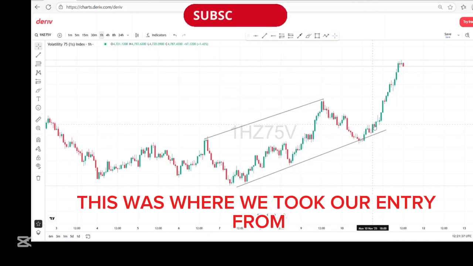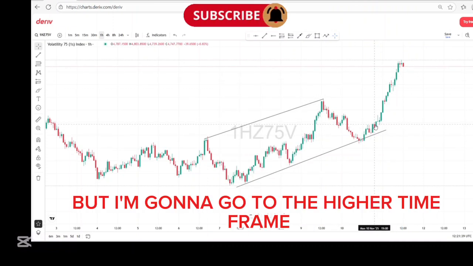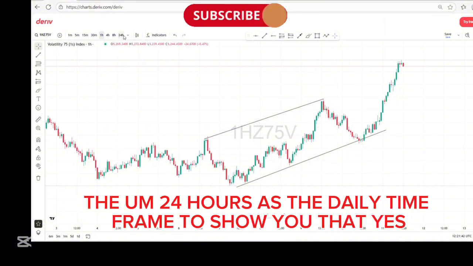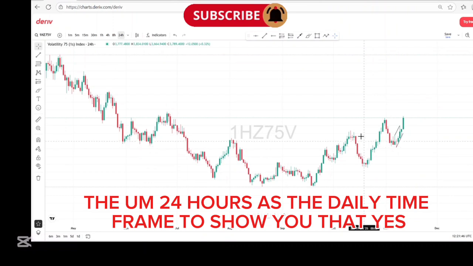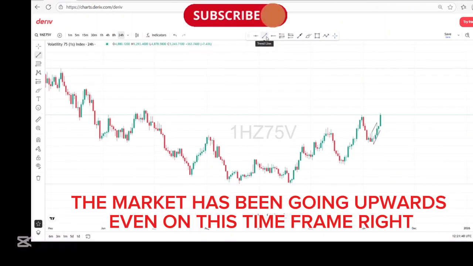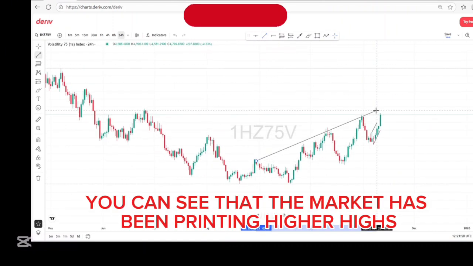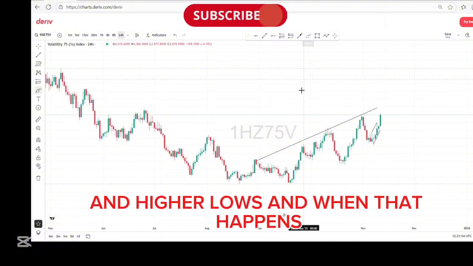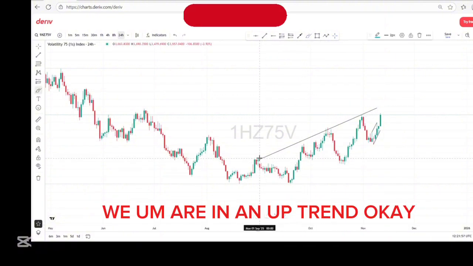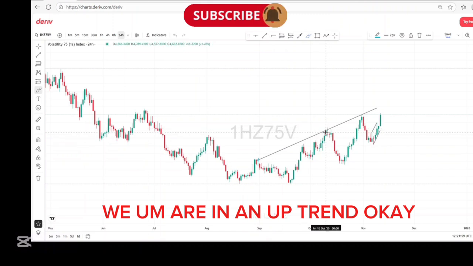This was where we took our entry from, but I'm going to go to the higher time frame, the 24 hours, as the daily time frame, to show you that yes, the market has been going upwards even on this time frame. You can see that the market has been printing higher highs and higher lows, and when that happens, we are in an uptrend.